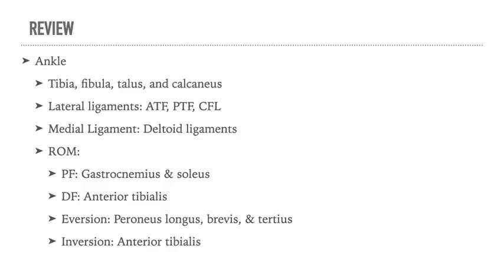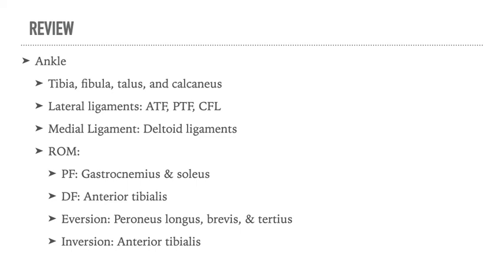Quickly to review, the ankle is made up of the tibia, the fibula, the talus, and the calcaneus bones. Our lateral ligaments are the ATF, PTF, and the CFL: the anterior talofibular ligament, the posterior talofibular ligament, and the calcaneofibular ligament. The medial ligaments are the deltoid ligaments. Then we have the different range of motions.